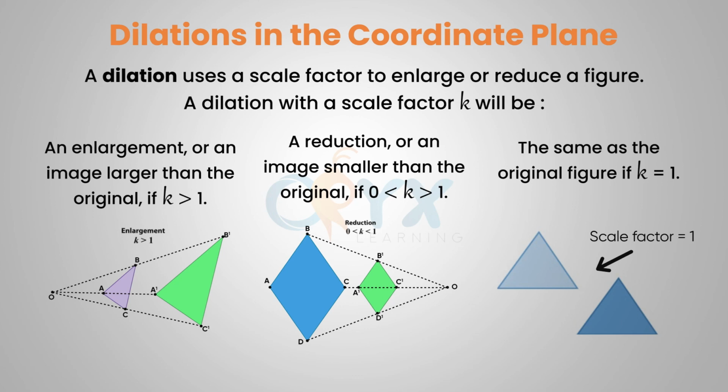In order to find our new coordinates for any of the following, if I take the original point (x, y) and multiply the x and y values by the scale factor k, I will get the new coordinates of the dilated figure.